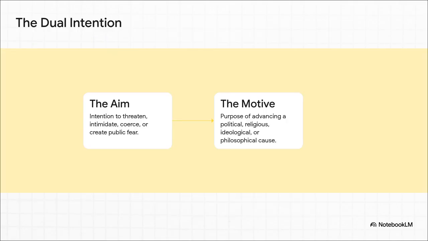And that brings us to our third and arguably the most defining element, culpability. For terrorism, this requires a special kind of 2-part intention. It's not enough to just do the act. The state has to prove, 1, that the person intended to intimidate or threaten a government or the public, and 2, they must prove the act was done to advance a political, ideological, or religious cause. You can think of it as the aim versus the motive. Both parts have to be there.